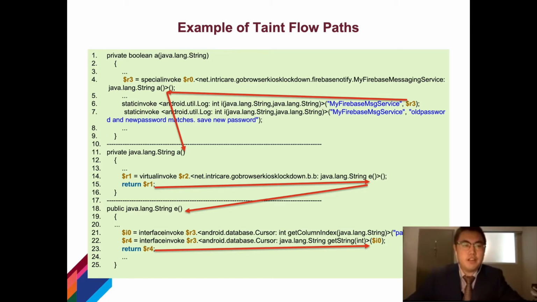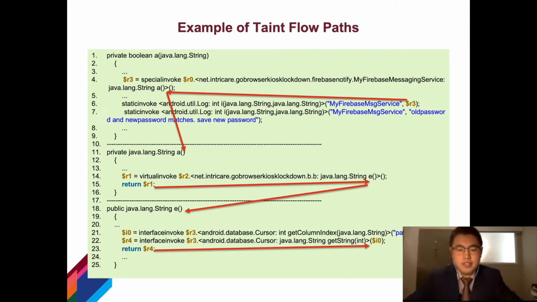First, in the function below A, there exists one log statement which contains the variable $3. So we would like to check the content of $3. We find it's from the function string A. So we went to the function string A and check the return value. The return value is $1, and we check the definition of $1. We find the value comes from this function string E. And we go deeper and check the function string E. We find here the return value is $4.